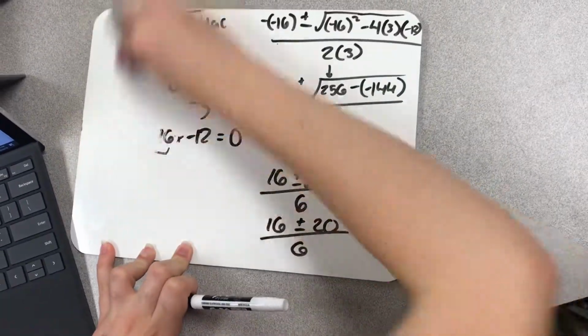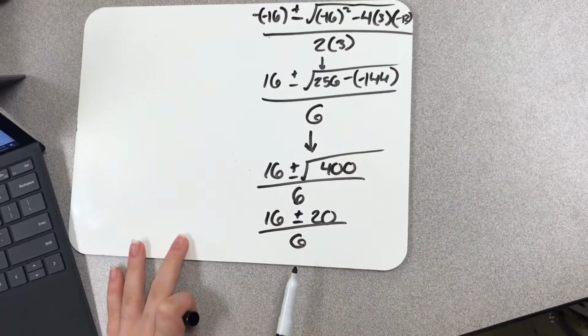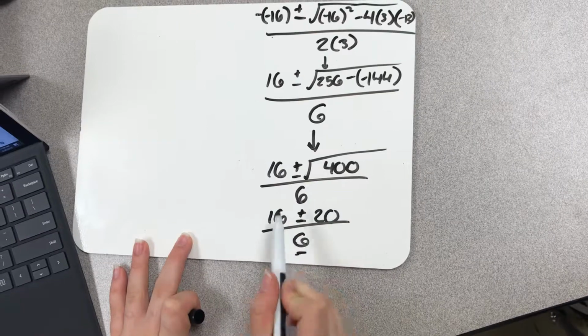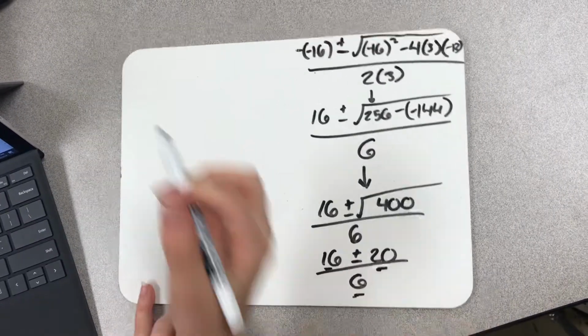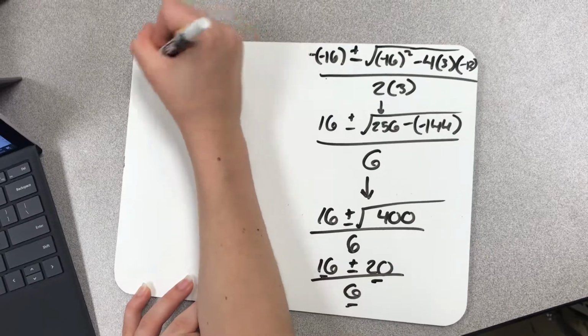However, you can simplify this. We have to get rid of the 2 that's in here and here and here. So that turns into 8 plus or minus 10 over 3.